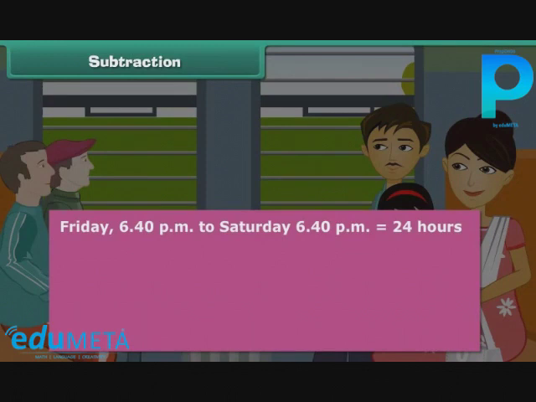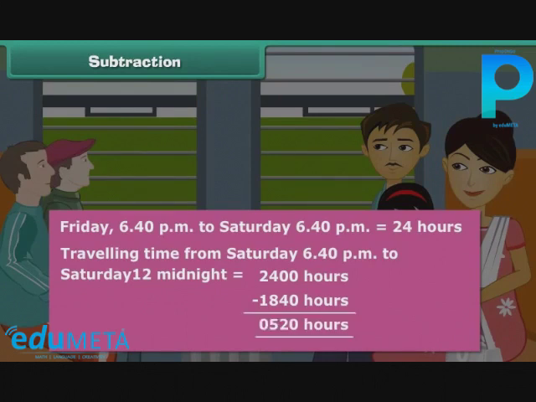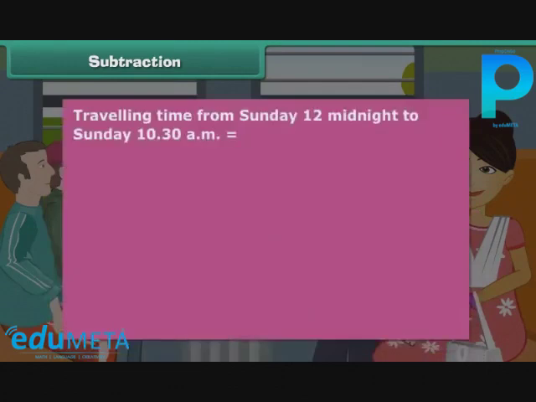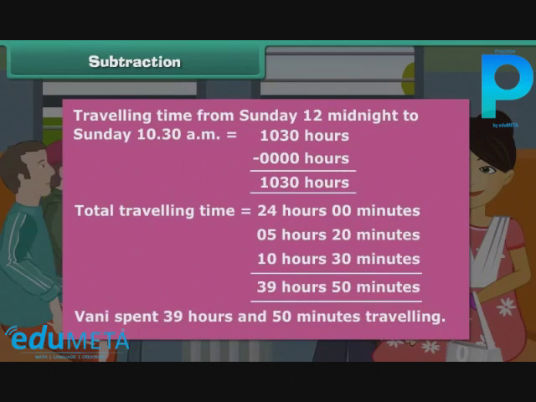24 hours. Let us now use the 24-hour clock. Traveling time from Saturday 6:40 p.m. to Saturday 12 midnight is equal to 2400 hours minus 1840 hours, which is equal to 5 hours and 20 minutes. Traveling time from Sunday 12 midnight to Sunday 10:30 a.m. is equal to 10 hours 30 minutes. Total traveling time is equal to 39 hours and 50 minutes. Therefore, Vani spent 39 hours and 50 minutes traveling.